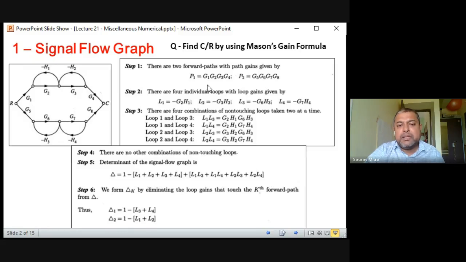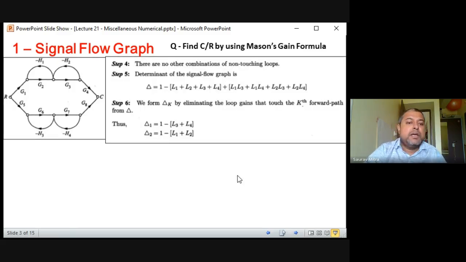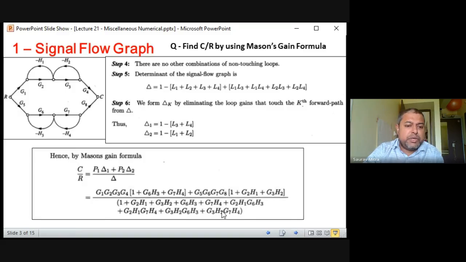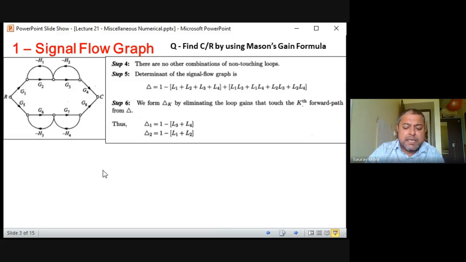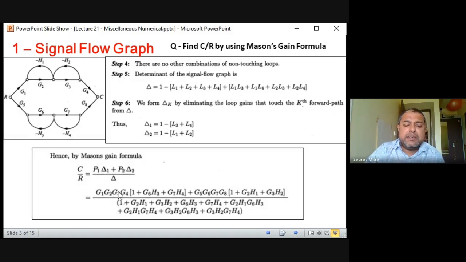So delta 1 you will multiply with P1, and that will come at the numerator, plus P2 will get multiplied with delta 2, that will come at the numerator. And denominator is this 1 minus L1 L2 L3 L4 plus L1 L3, L1 L4, L2 L3 and L2 L4. So all these things, if you put together, you are finding that this is the final transfer function, that is P1 delta 1. Delta 1 you have found out in the previous case, that is 1 minus L3 L4, and P2 delta 2. Delta 2 you have found out actually 1 minus L1 plus L2.